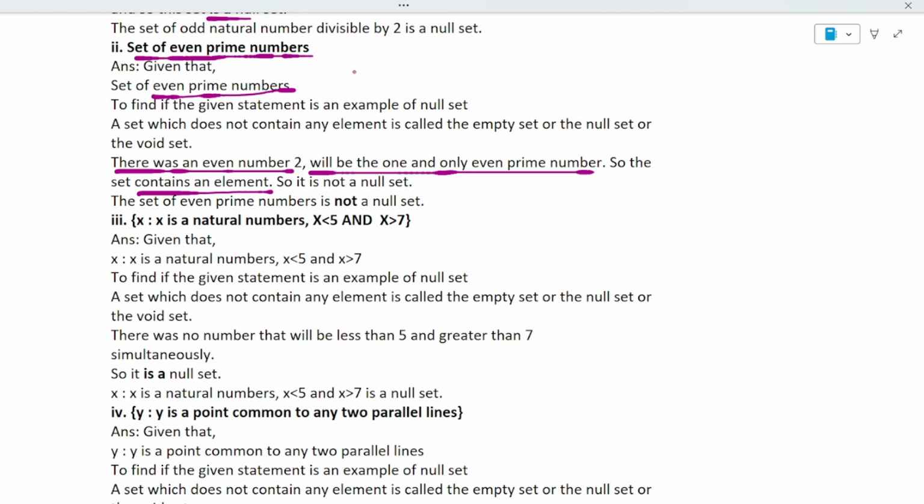What is meant by prime numbers? A number which is divisible by 1 and itself is called a prime number. Even prime numbers also exist, that is the even number 2. 2 is considered to be a prime number and it is also an even number. So if even one element is there, we can say that it is not a null set. So we have mentioned here: not a null set.